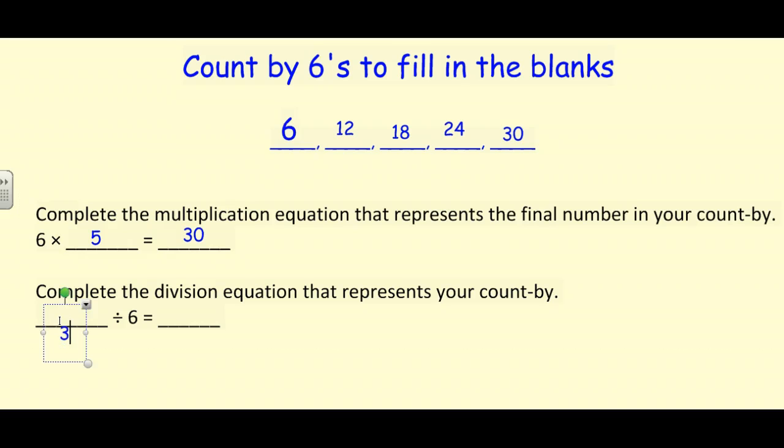So in division, we know that we start with the total. So this right here is going to be 30. They've already used the number 6. So the only number I have left to put is 5, because 30 divided by 6 gives me 5.